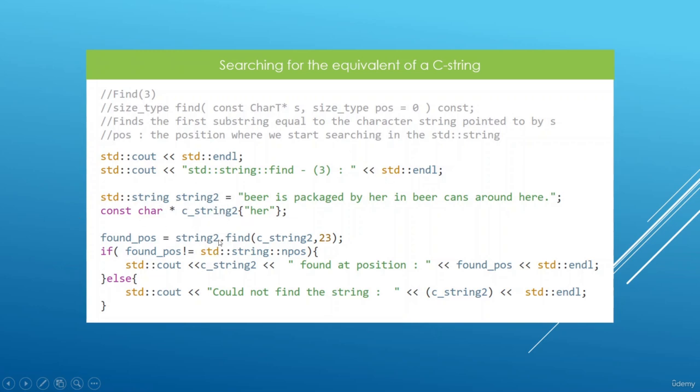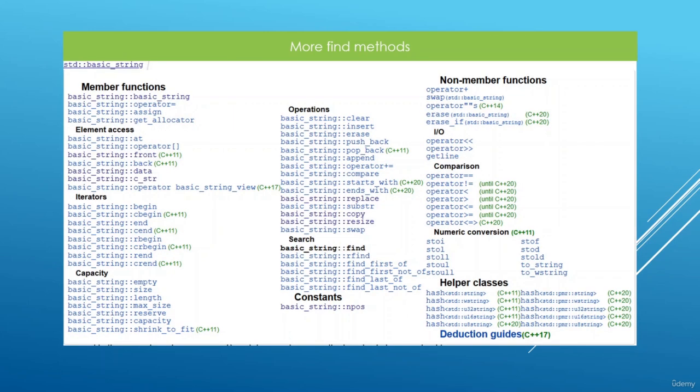And we're going to say string2.find. We're going to try and find the C string, and we're going to specify the start index to be 23, and you're going to see that what we want is going to be found in here. These are just a few versions of the find behavior on std::string.